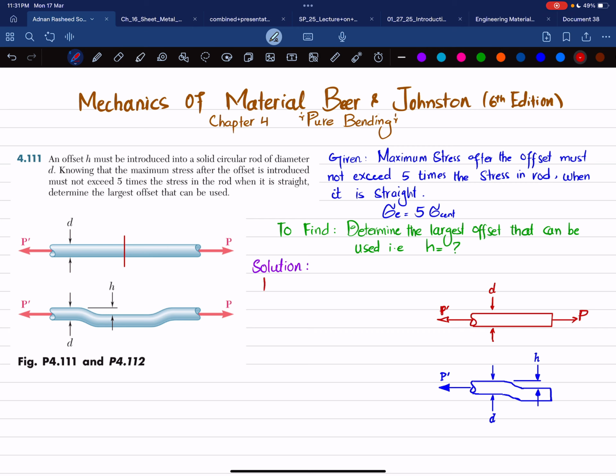Now you can see this is the case of centric loading. Centric loading means that the load passes through the center of the rod, and from the diagram we can write that the centric stress is equal to P divided by A. Let this be equation number 1.